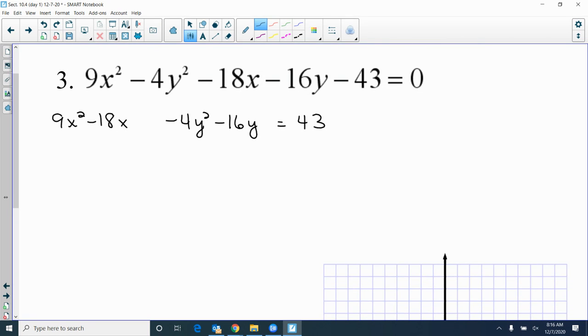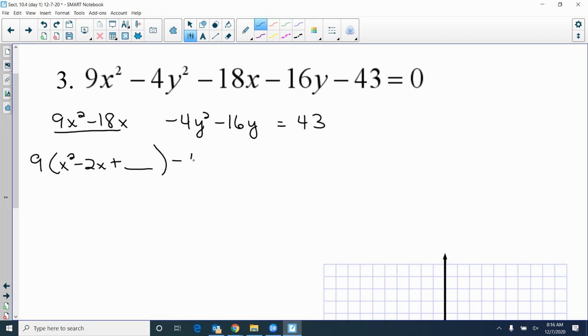All right, now factor out your coefficient. So when you factor out that 9, it becomes x squared minus 2x. We're going to complete the square on the inside here. All right, be careful here. Don't get ahead of me on the second part. What's the coefficient of the y squared? It is negative 4. Factor out the negative 4.